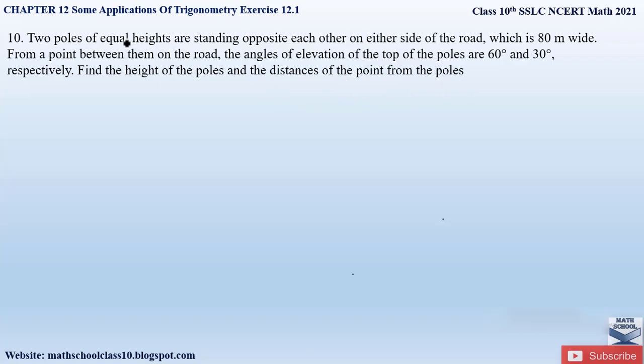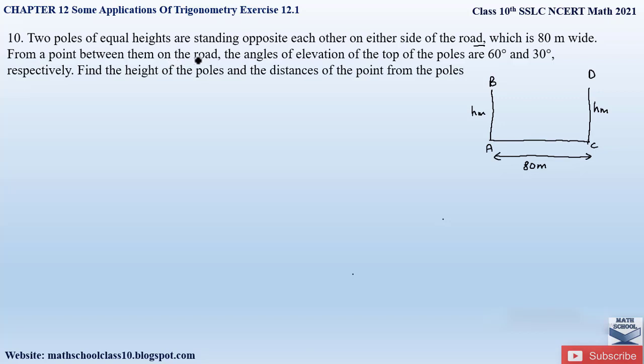So here we have two poles of equal heights standing opposite each other on either side of a road. Let us first draw two poles of equal height which are on a road. So this is the road. Now let us draw two poles and name them AB and CD. The height of these two poles are equal, so let us take H meter and H meter. And the road is 80 meter wide.